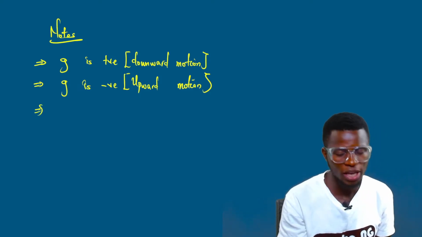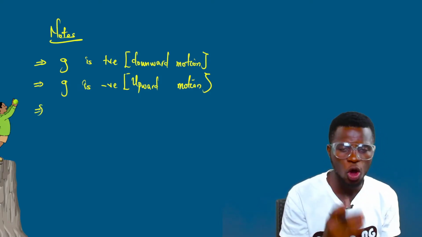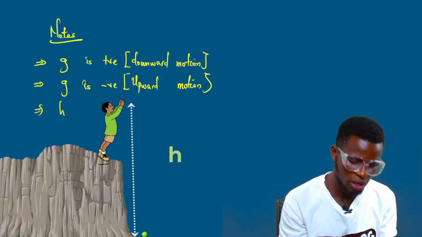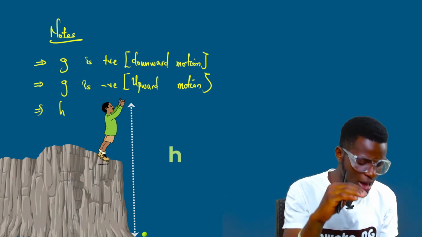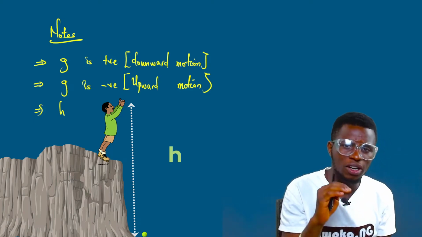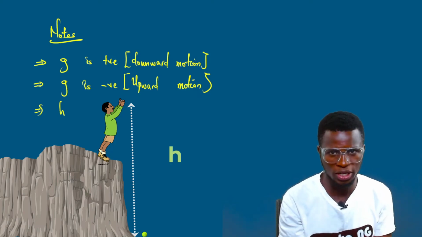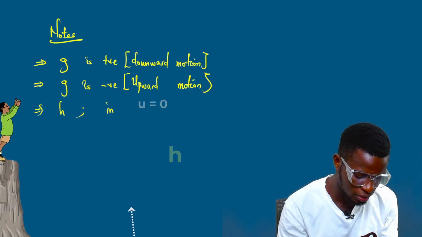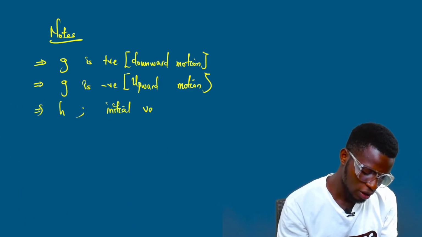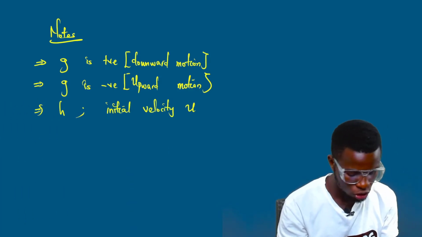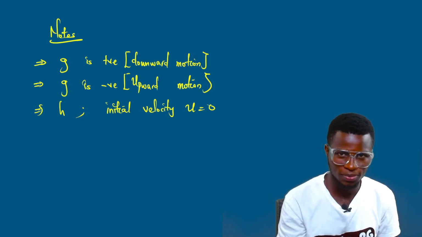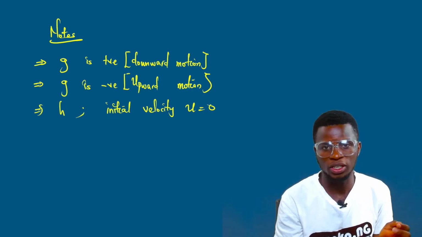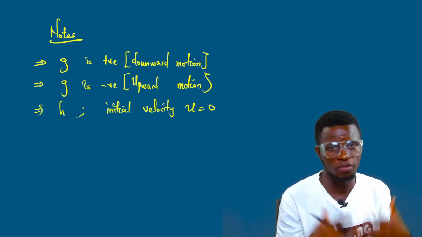Now, the third case I would like you to consider is that if an object is dropped from a particular height, let's say h, the initial velocity u of the object is equal to 0. I'm sure you understand that already from our previous knowledge on acceleration, velocity, and speed.